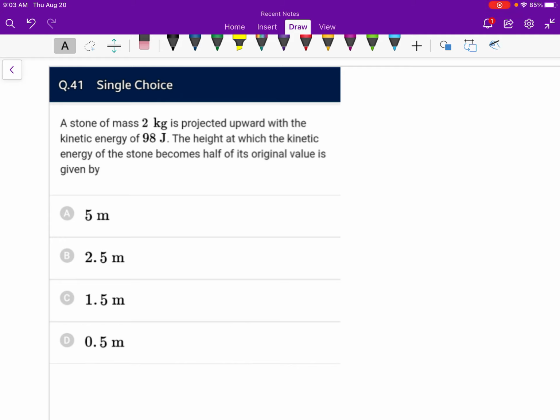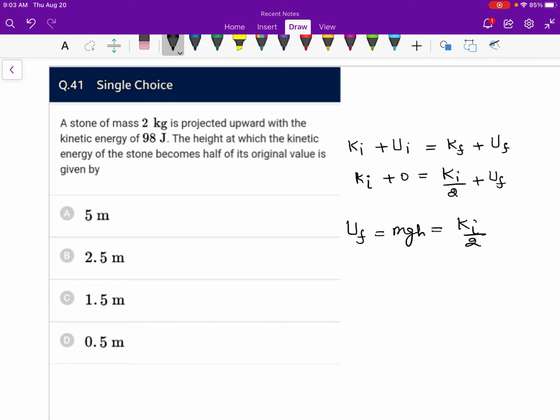A stone of mass m is projected with the given kinetic energy. Find the height at which the kinetic energy of the stone becomes half of its original value. So K initial plus U initial is equal to K final plus U final. U initial is 0. K final is K initial by 2 plus U final. So U final, which is mgh, is K initial by 2, which is 49. So h is 49 upon m into g, which is 2 into 9.8. So that is 2.5 meter. So B is the correct option.